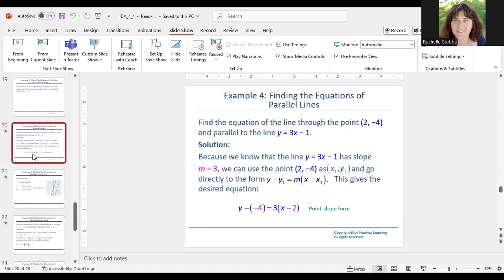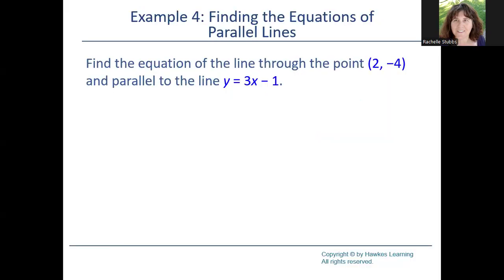Right here it says find the equation of the line through the point 2 and a negative 4, we do have a point, and parallel to the line y equals 3x minus 1. Well, if it's parallel, they have the same slope. So we're using our detective skills. If it's got the same slope as this line, what is the slope of this line? Well, the slope of this line is 3. This is in slope-intercept form. So we know the slope equals 3, and we know a point is 2 and a negative 4.